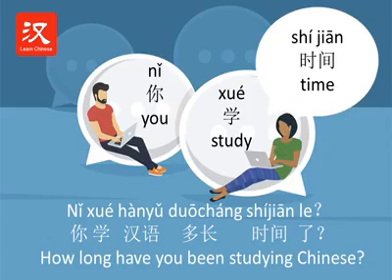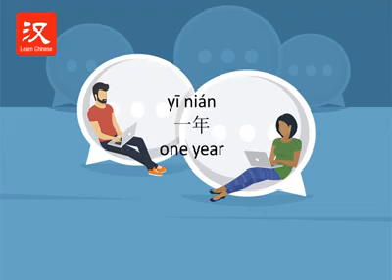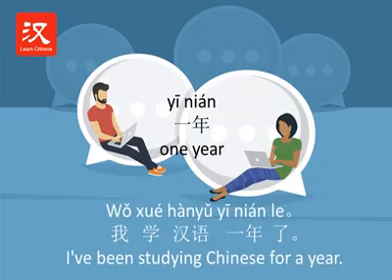你学汉语多长时间了？ Actually, I've been studying Chinese now for a year, Yajim. Now, I know a year is 1年. Can I give my answer by replacing 多长时间 with 1年? This would be 我学汉语1年了. Very good, Cam.